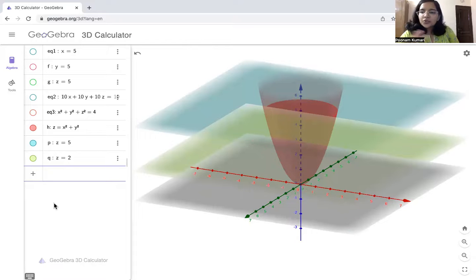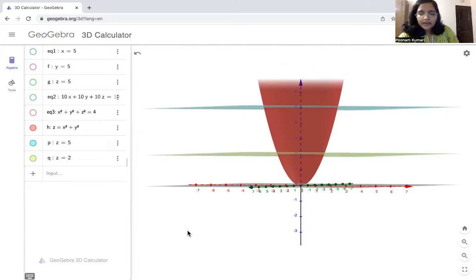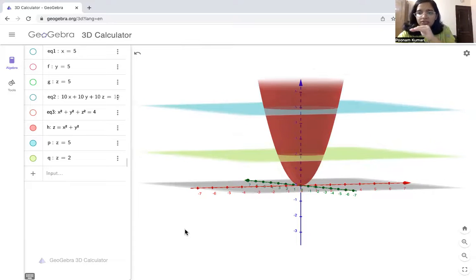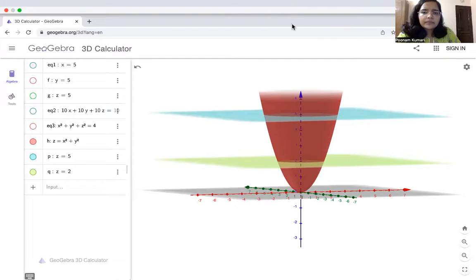All right, let's do that in our notebook. अभी के लिए, what do you remember? That this was our function, and then we just cut this function at different z values. Okay, let me move on to the screen.